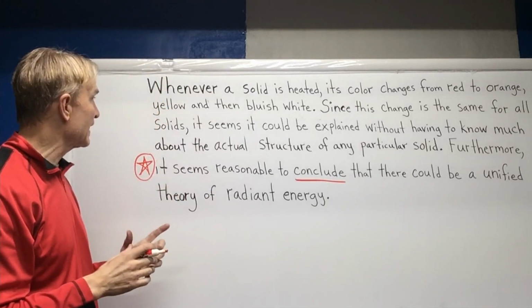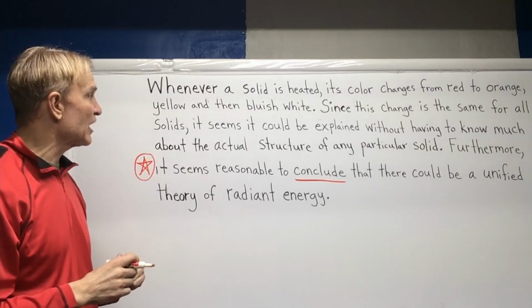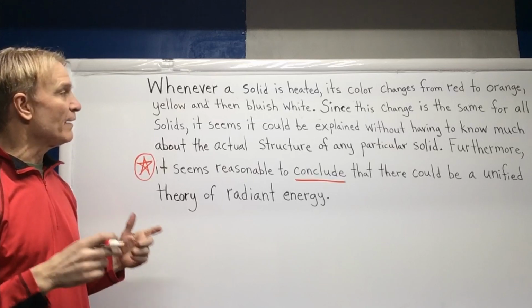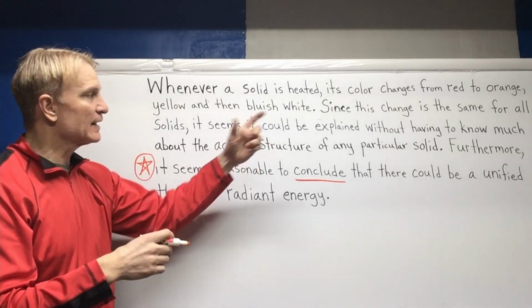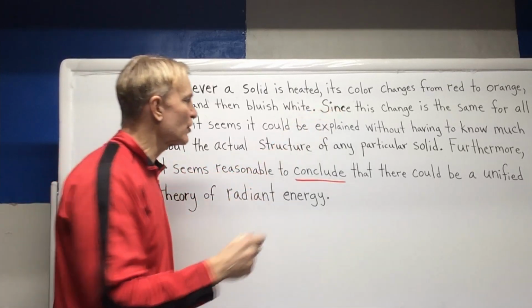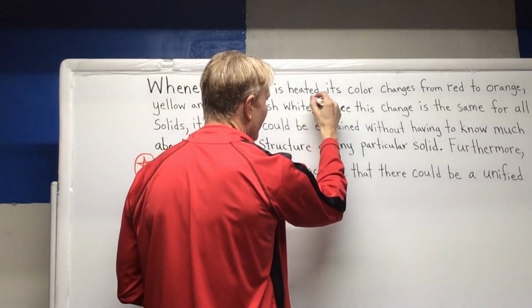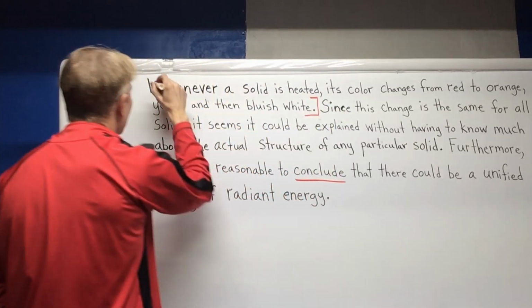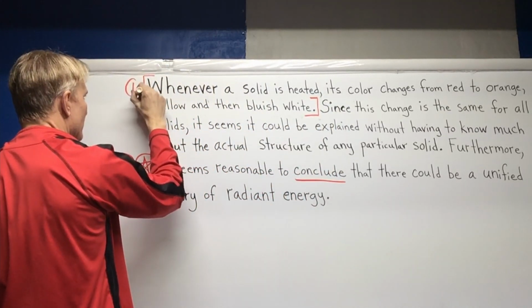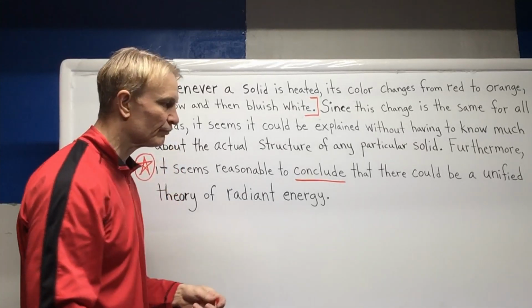So reading the first sentence, it says, whenever a solid is heated, its color changes from red to orange, yellow, and then bluish white. Since is a premise word, so we know we're starting the next premise. So I'm going to make my bracket here, and I am going to put this as premise 1. This is my first statement.